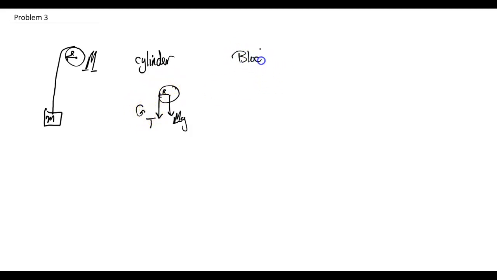For the block, what we have is tension going up and the weight little mg going down. Notice that there's only motion in the y direction for the block.